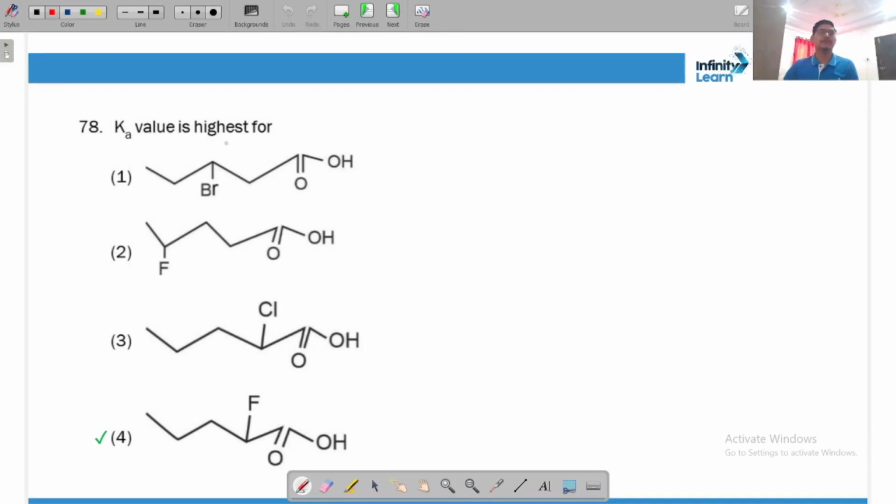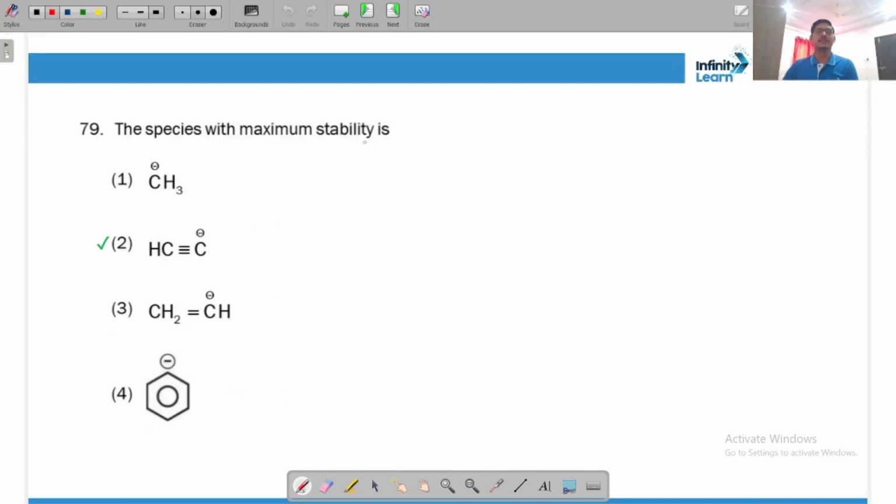K value is highest for, that means we are talking about the acidic strength. You see, acidic strength depends directly on K and inversely on pK, okay? So here bromine is far, here fluorine is far, here chlorine is near and fluorine is near. So out of chlorine and fluorine, fluorine is more powerful electron withdrawing because of higher electronegativity. So this conjugate base will be most stabilized, and hence it will have highest K or lowest pK, right? So this will be our answer.